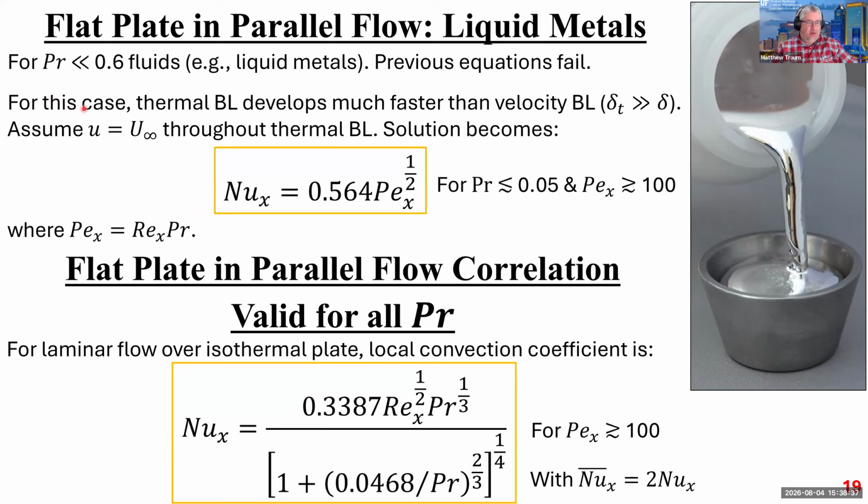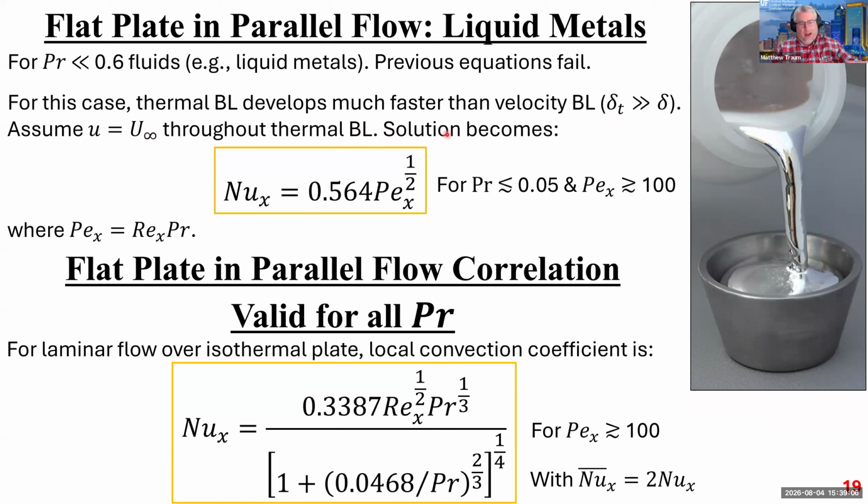For the case where we have a very, very, very small Prandtl number, the thermal boundary layer develops much faster than the momentum boundary layer. And so you typically just assume that u is equal to big U throughout the thermal boundary layer. Let's see, thermal boundary layer develops much faster. Yeah, okay, good. That's self-consistent.